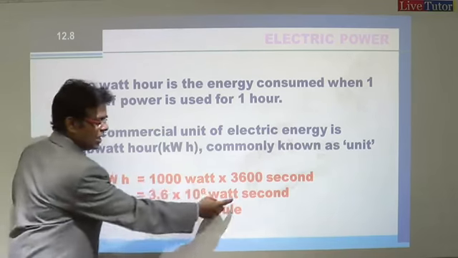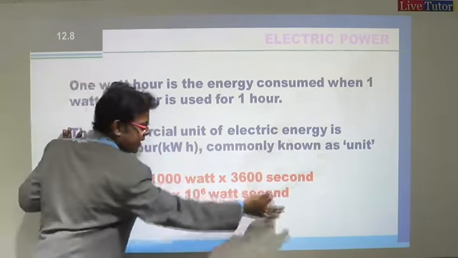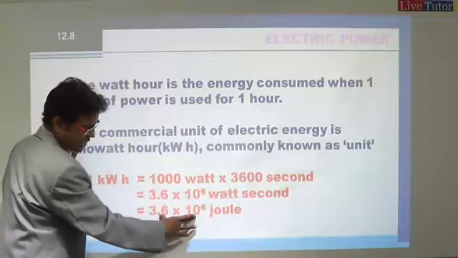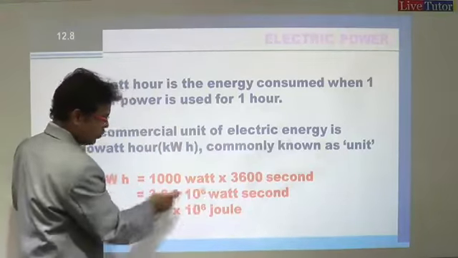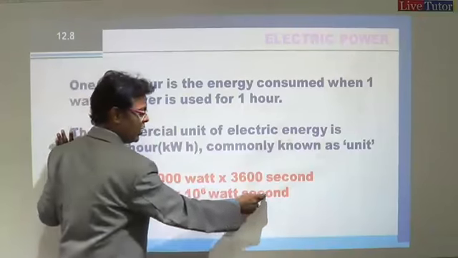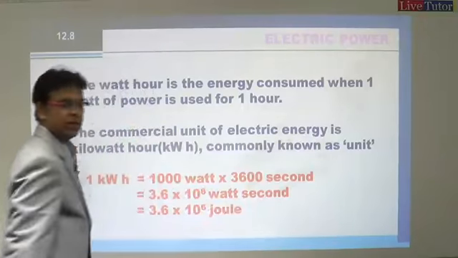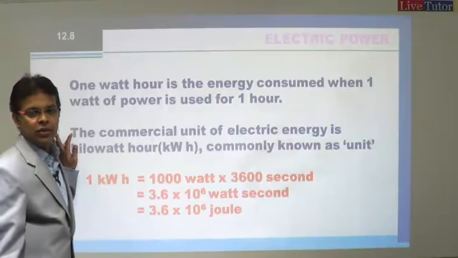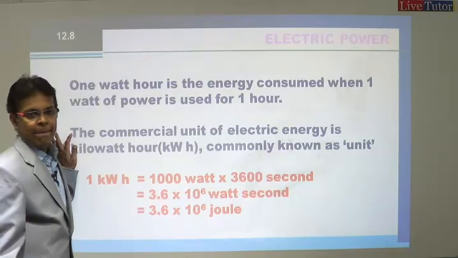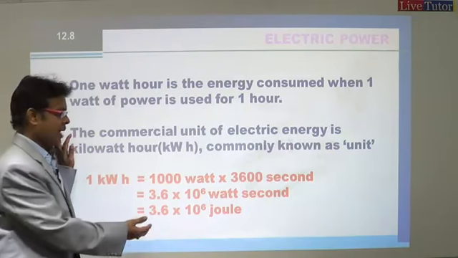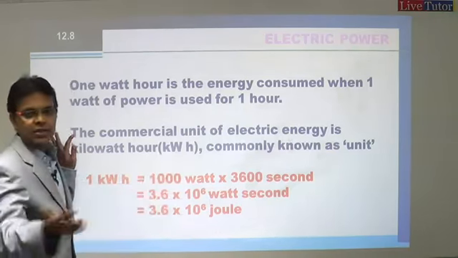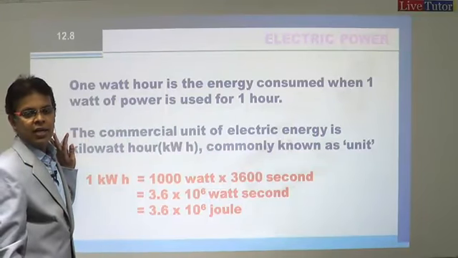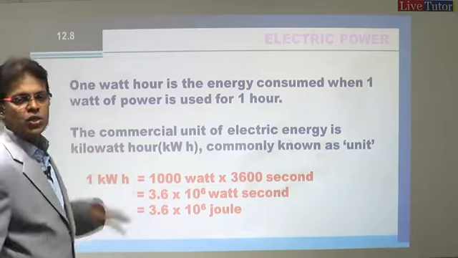This 1000 watts is nothing but 1000 watt-seconds. If you take this as 1, then 1 watt 1 second is nothing but 1 joule. If 1 watt of power is consumed in 1 second, then it is called 1 joule. Sometimes they may ask you to convert this in terms of joules. If they give the power as 1 kilowatt hour, convert this into equivalent joule.